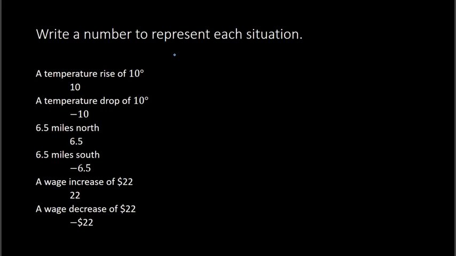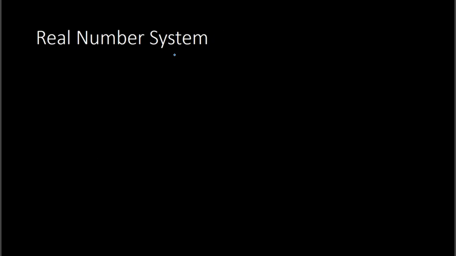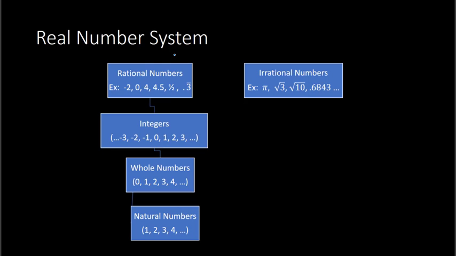Now with numbers, there is what's called the real number system. And believe it or not, there's actually what's called an imaginary number system. But that is going to be more in Algebra 2. So with the real number system, this is basically any number that we have learned or that we use on a day-to-day basis. So with the real number system, we have two main categories. We have rational numbers and irrational numbers.